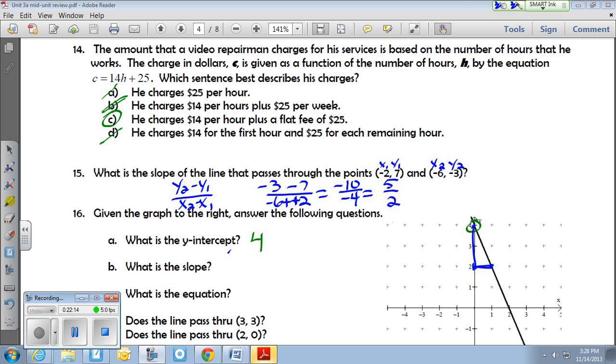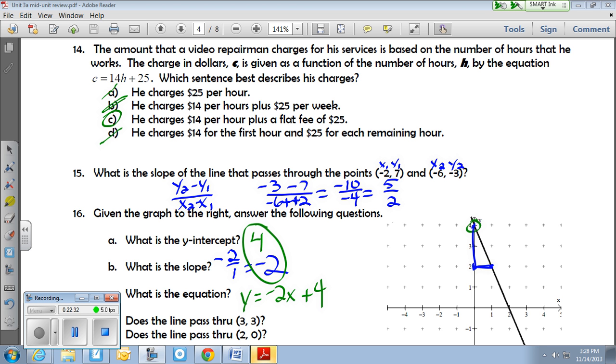And that's also negatives. It's down 2. So it's a -2 for my slope. The equation of the line, well, right here I'm given everything I need for the equation. Y equals -2x plus 4.